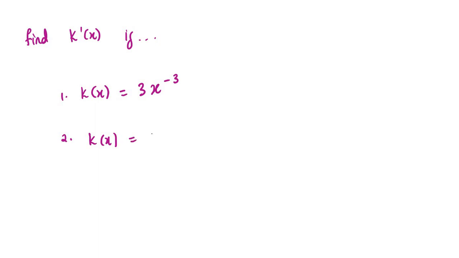Find k prime of x if, number 1, k of x is equal to 3x to the power minus 3. Number 2, k of x is equal to 2x to the power 6 minus x to the power 5. Make it quite interesting. Number 3, k of x is equal to 5x cubed minus x cubed. Those are what we have there.